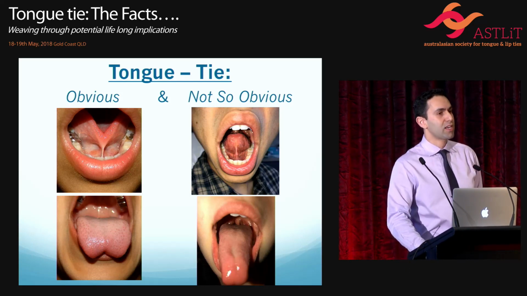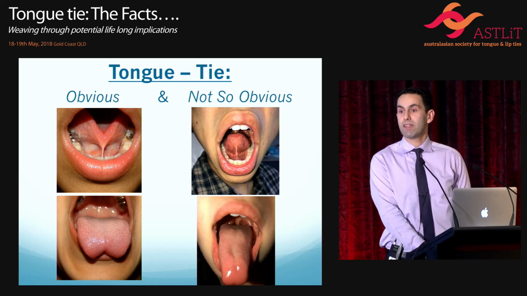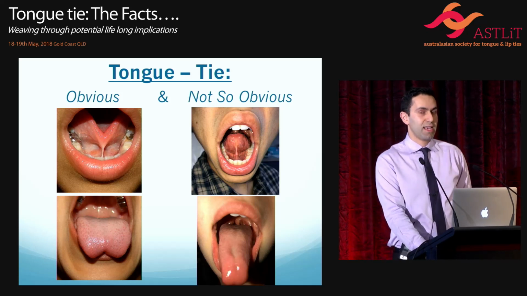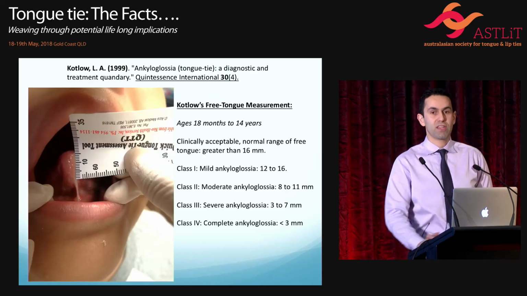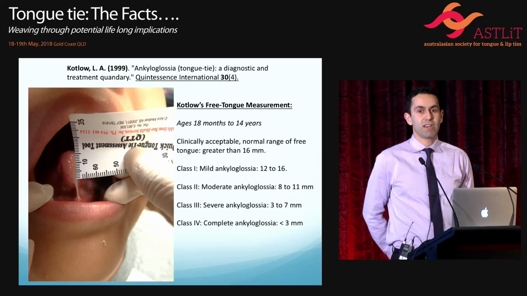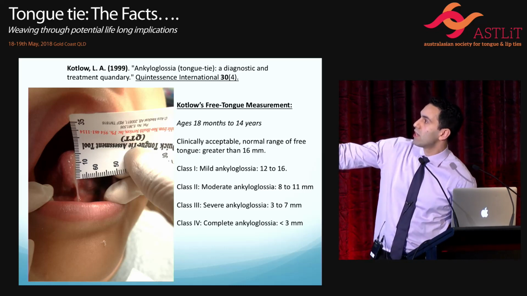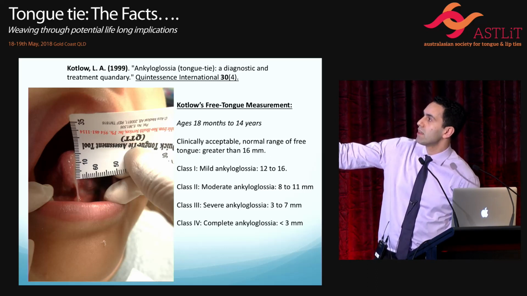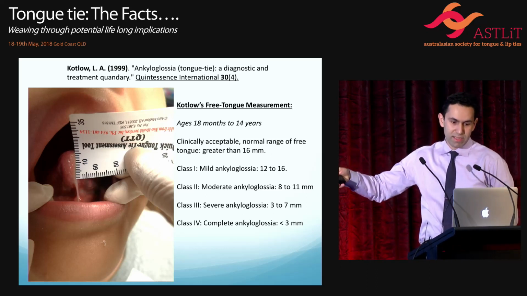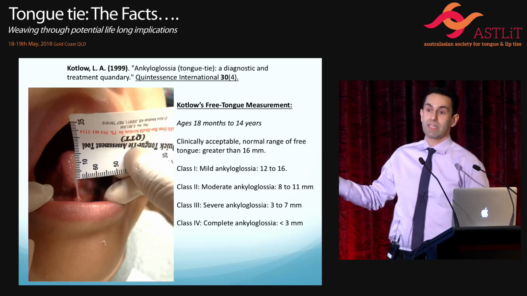And in this lecture, we're going to focus half of it on diagnosis and half of it on the management of these tongue ties. And so I introduced the Kotlow free tongue classification, which assesses the length of the tongue from the insertion of the frenulum to the tongue tip. Okay? And this classification was developed in the 18 to 24 month age range, primarily looking at speech and swallow indications.